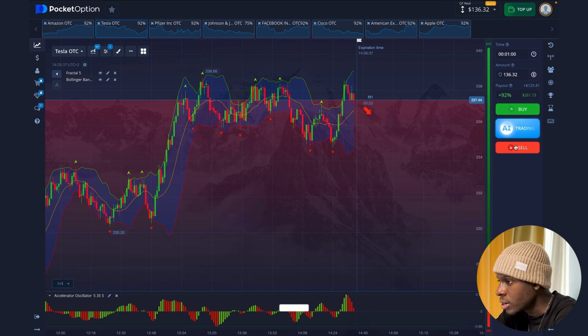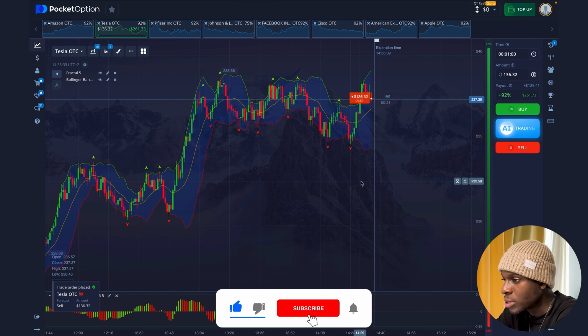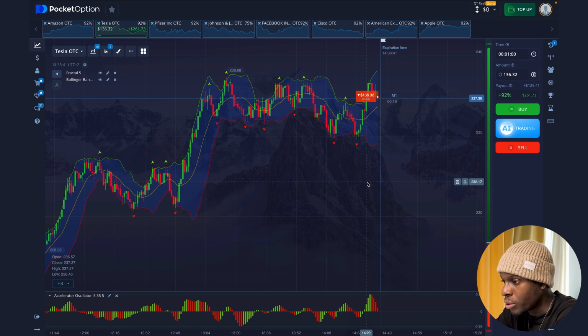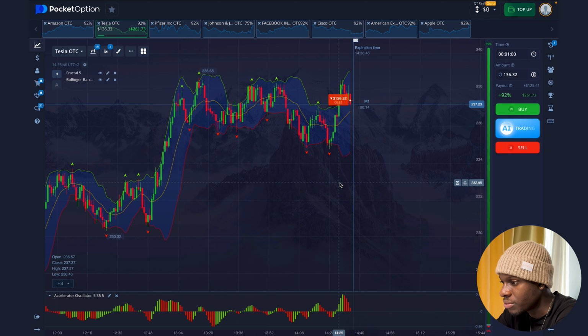Okay, I see something here. This is a nice one. So guys, we just opened another trade here for a sell, and this one is not a bad entry point. I would say still kind of decent. And let me break down for you guys why I actually took this trade.